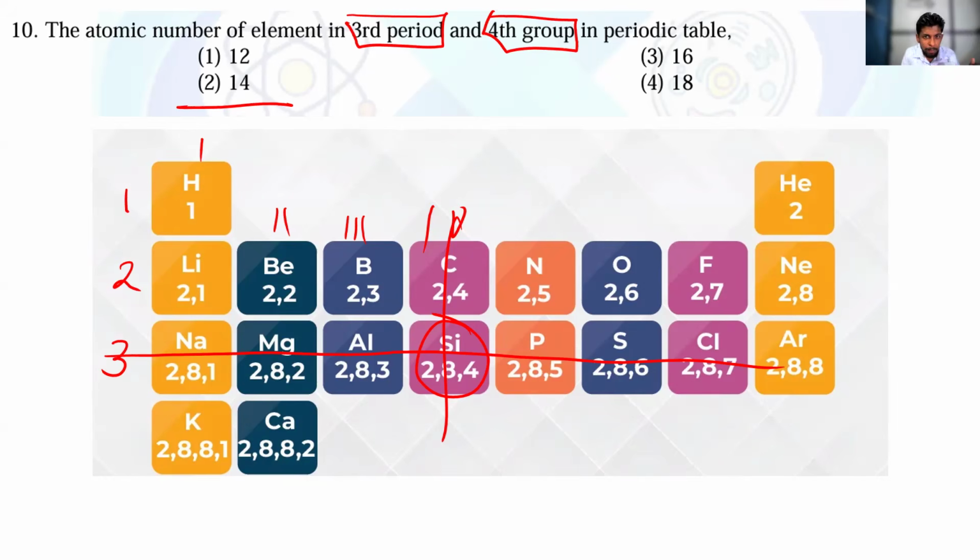First of all, we find the period and the group, and we found that it is silicon. You know the atomic number of silicon, right? Hydrogen, helium, lithium, beryllium, boron, like that. If you count up to 14, you will get the answer silicon at position 14. So silicon is the answer. Look at the number: third period in the fourth group, that is silicon.